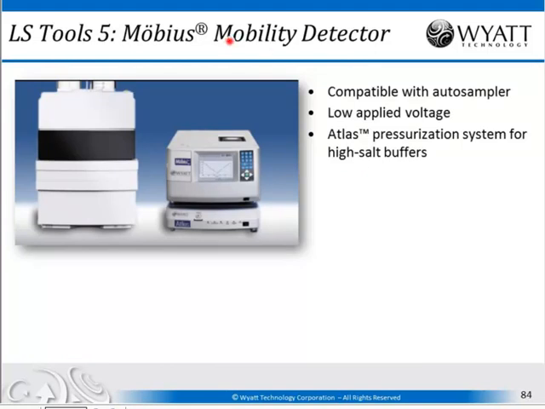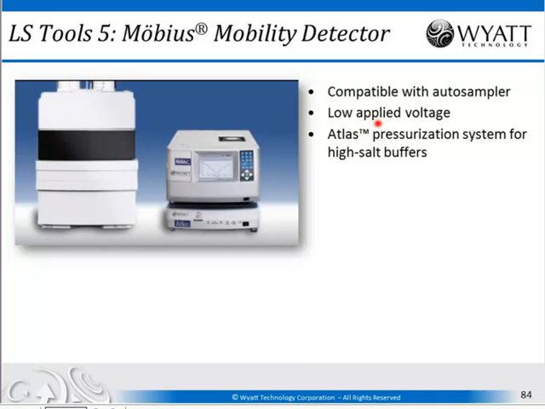The final tool I'll talk about is the mobility detector, the Mobius mobility detector, which measures electrophoretic light scattering. It will help you determine molecular charge, which is, again, important for stability of your formulations. It is compatible with an autosampler, so it has a flow cell, and you can set it up with an autosampler to load and inject a variety of samples automatically, come back after it's all done, and your data are ready to go. It applies very little voltage to the protein solutions, which means that you're basically not frying your proteins in the course of the measurement.